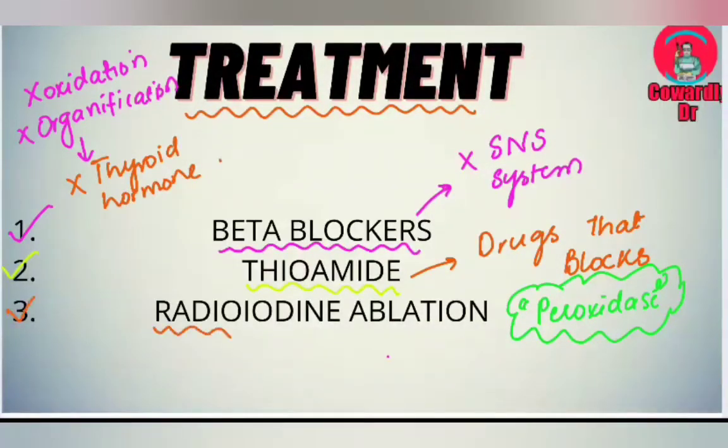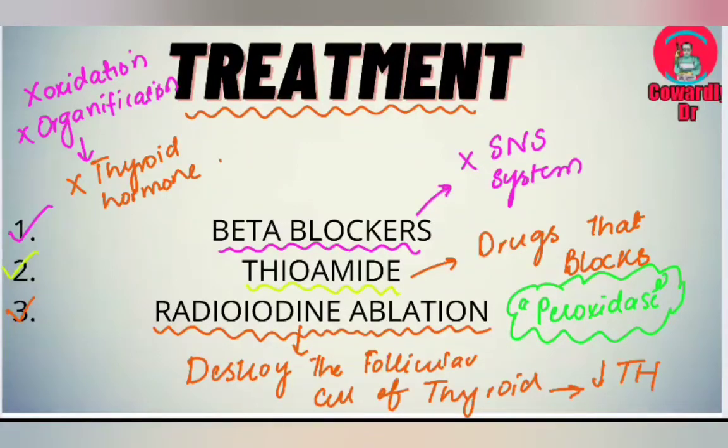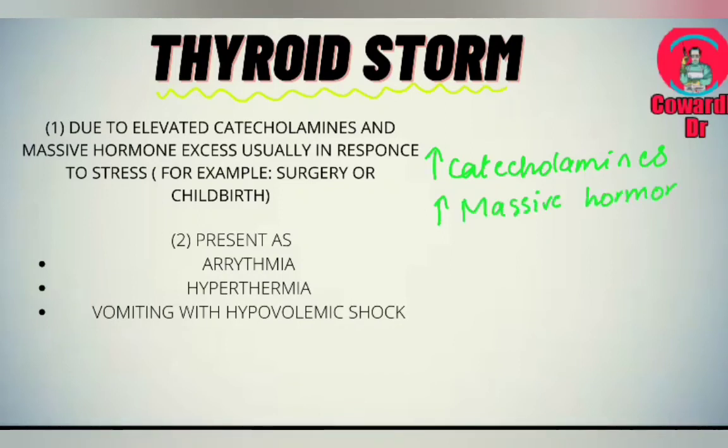Third, we have the radioiodine ablation. This radioiodine ablation will also destroy the follicular cells of the thyroid, and as a result, there will be no thyroid hormone production. Now we will discuss thyroid storm. What is thyroid storm? In thyroid storm, there will be elevated catecholamines as well as massive release of thyroid hormone in response to stress. For example, we can say surgery or childbirth.